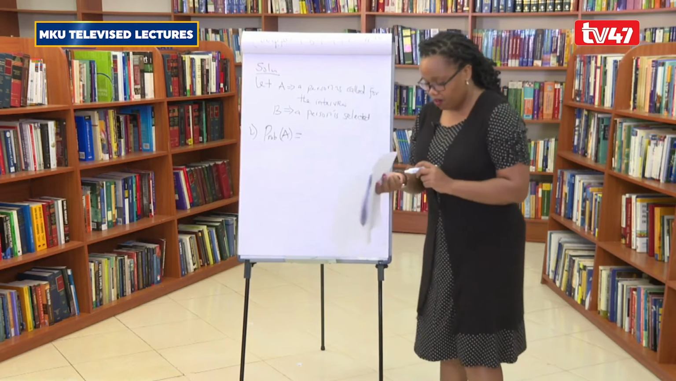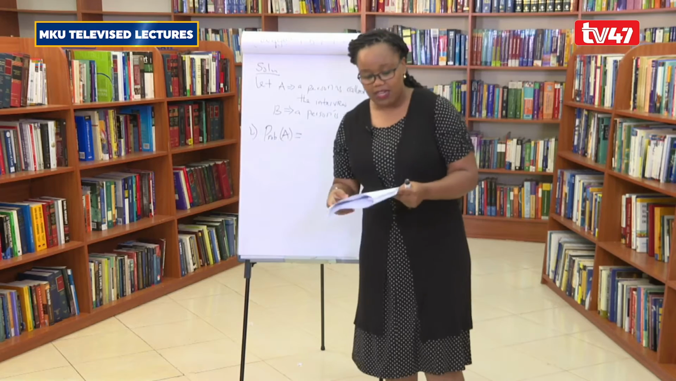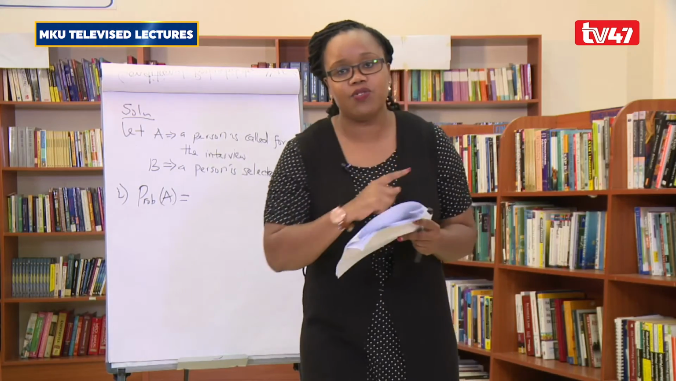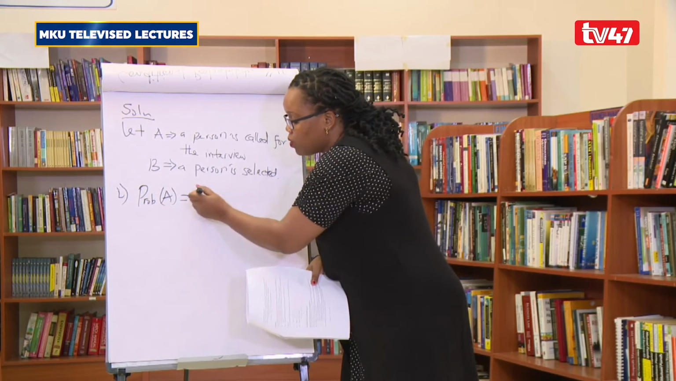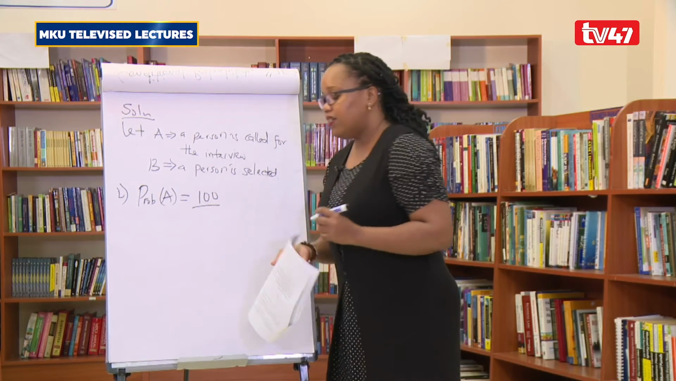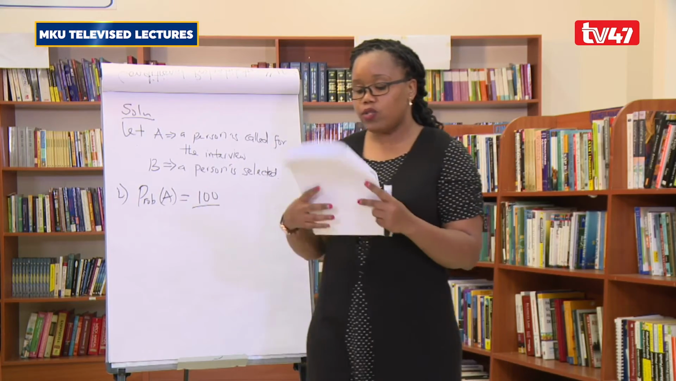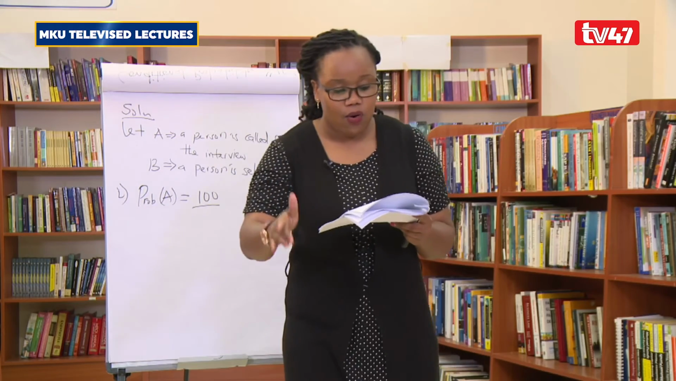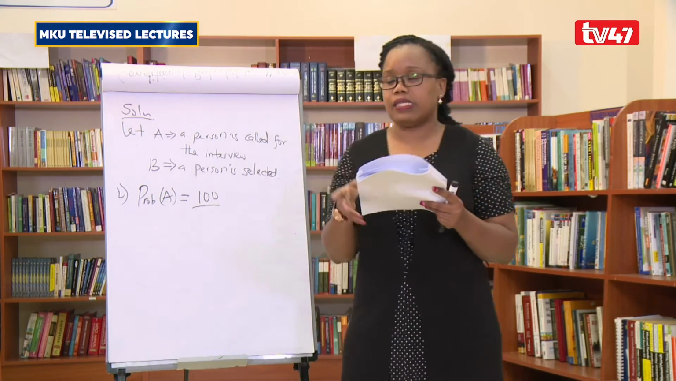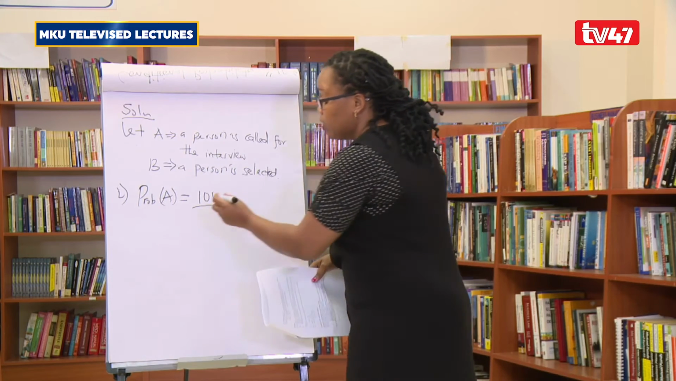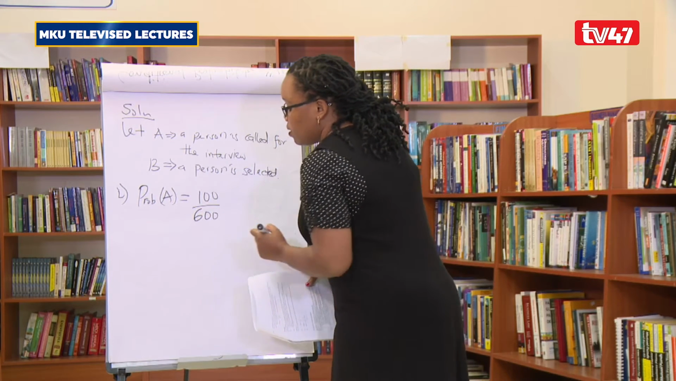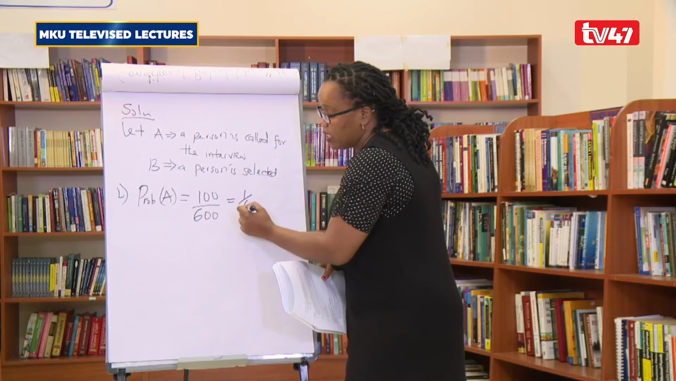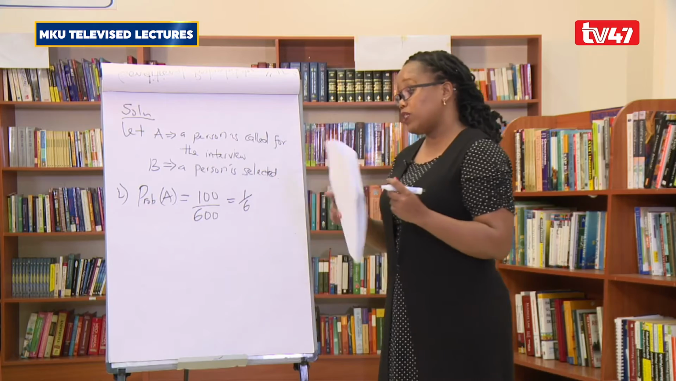What is our favorable outcomes? Remember from the case study, how many are called for the interview? 100. So our favorable outcome will be 100 divided by the total number of outcomes. For us to get the 100, we had 600 who came in for a written test. So 600 becomes our total outcomes, which gives us 1/6 as the probability that a person is selected.